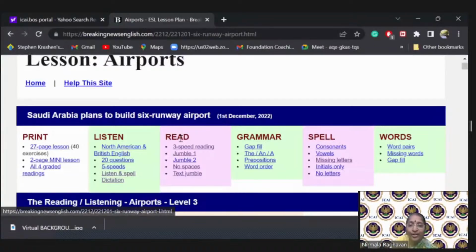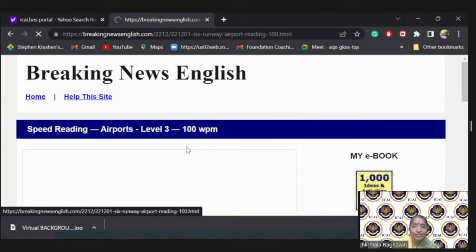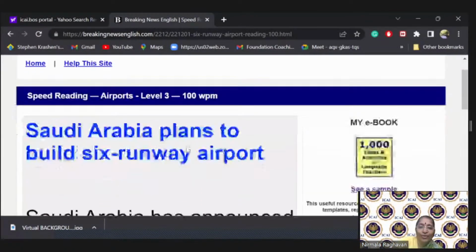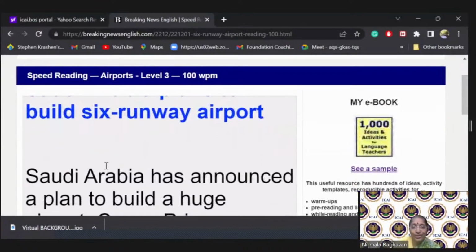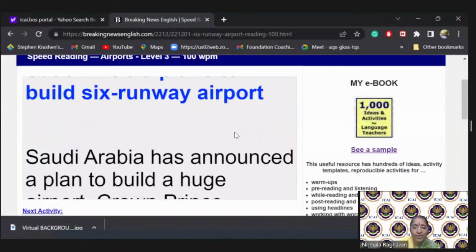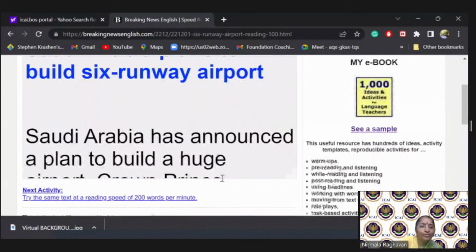Now let me click on read. First, you have this 3-speed reading. I click on this. Now how do you check? Now look at the moving screen. You must be able to read as the screen moves up.